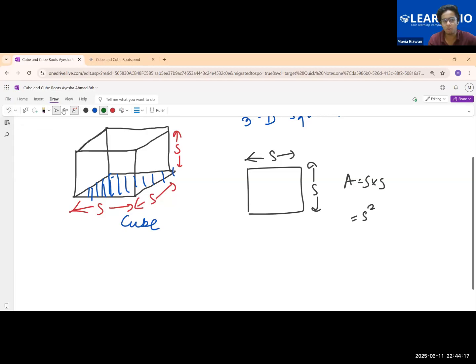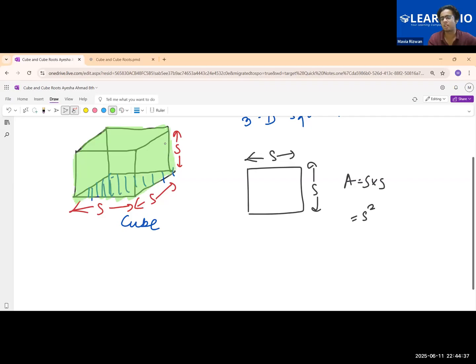What is the volume of a cube? I'll tell you, bache. Volume is everything inside this cube. Suppose I have a cube box. How much water can I fill inside it? That is volume. Okay, Aisha. Every 3D figure has volume.